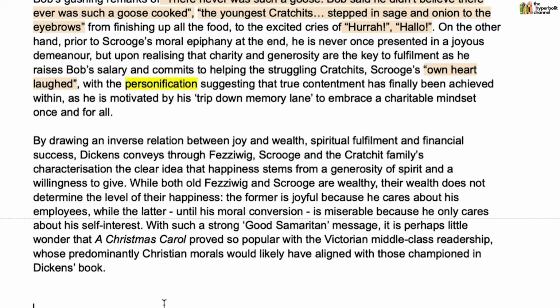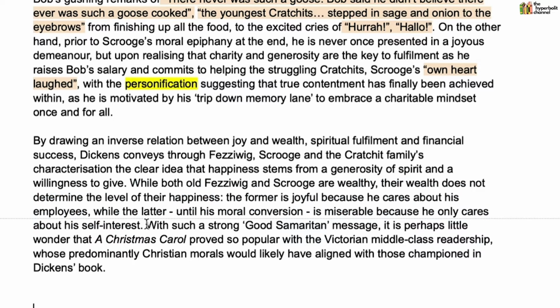While both old Fezziwig and Scrooge are wealthy, their wealth does not determine the level of their happiness. The former is joyful because he cares about his employees, while the latter, until his moral conversion, is miserable because he only cares about his self-interest. Again, really nicely engaging with the character in the extract and also the protagonist in the novel as a whole as these foils, these contrasting characters, right, to illustrate the main idea.